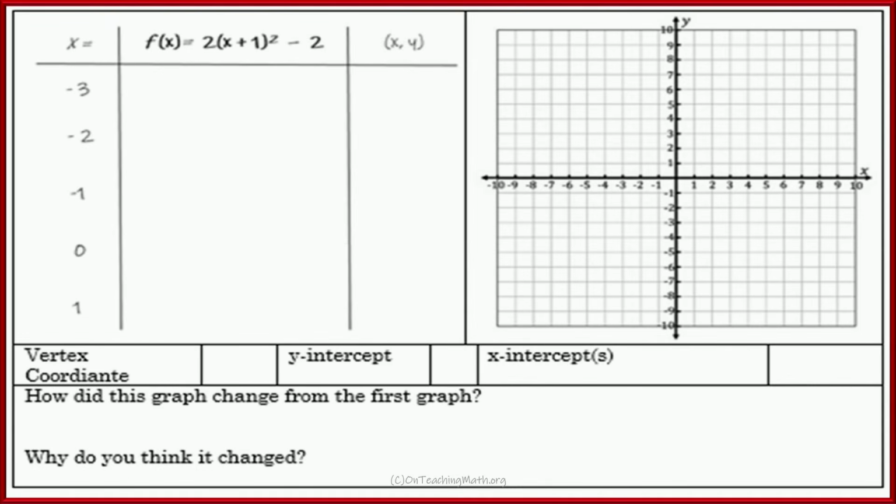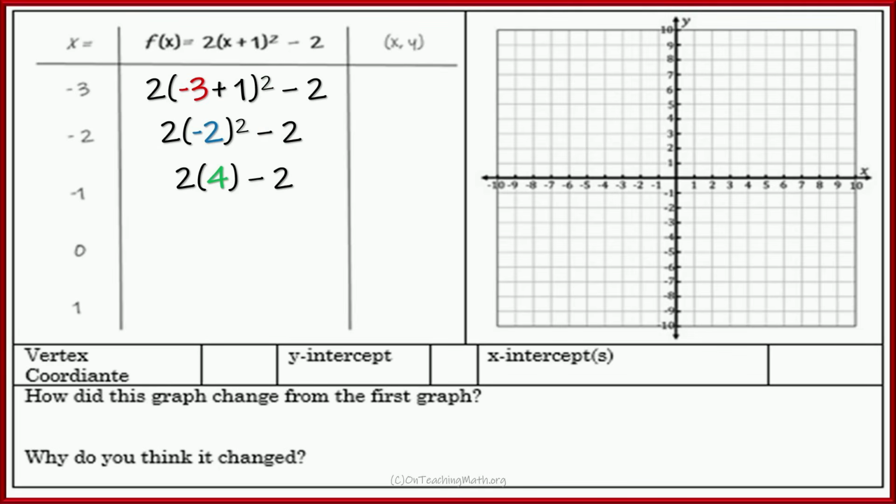Do you see? F of x equals 2 times quantity x plus 1 squared minus 2. Man, that's actually called vertex form. That's something we're going to learn about later. But just like before, everywhere you see an x, you put a pair of parentheses there. So right here, you're just going to put negative 3. So negative 3 plus 1 is negative 2. That's right. Just being careful with the order of operations here. So you have to do parentheses and then exponents, and then multiply and then subtract. PEMDAS.